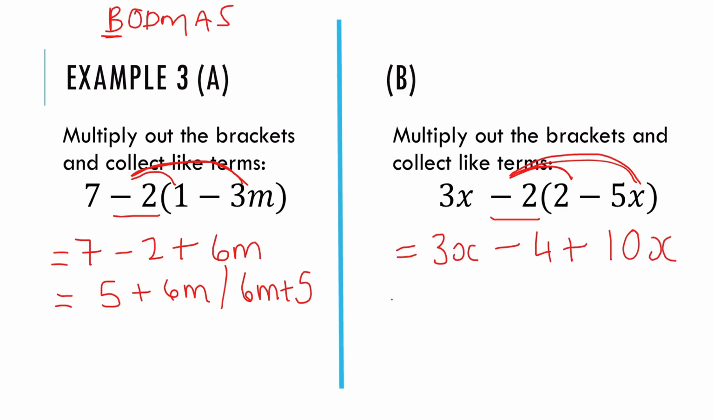So what can I combine here? Well, I've got a 3x and a 10x. 3x plus 10x is 13x. And I've still got a negative 4 that has nothing to add or subtract to it.